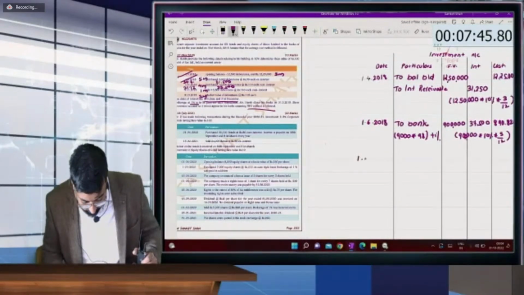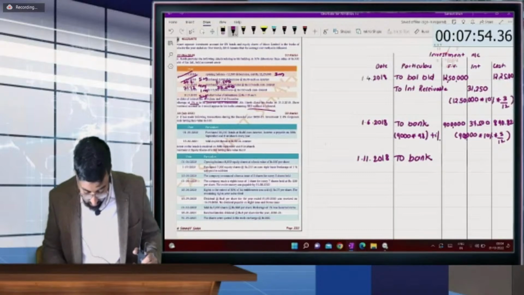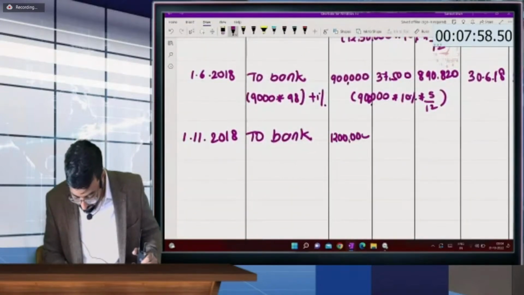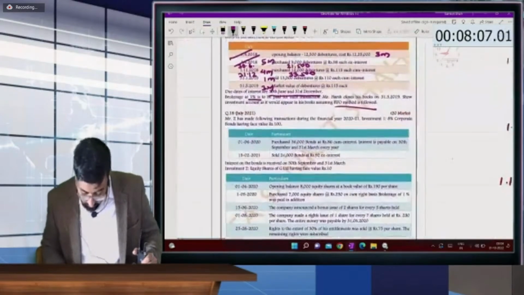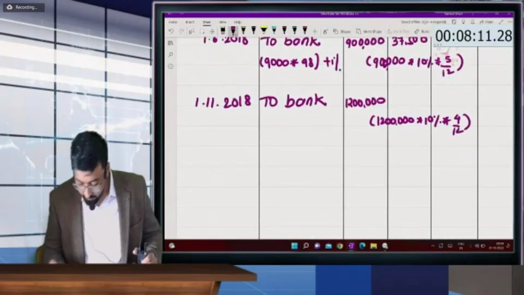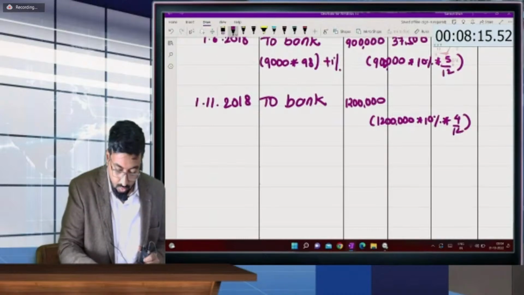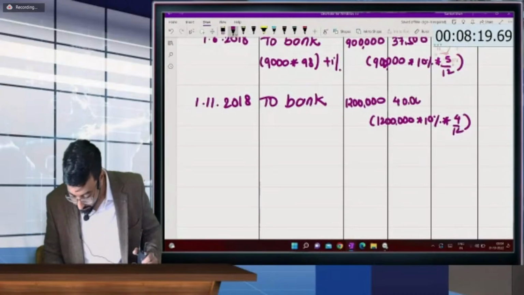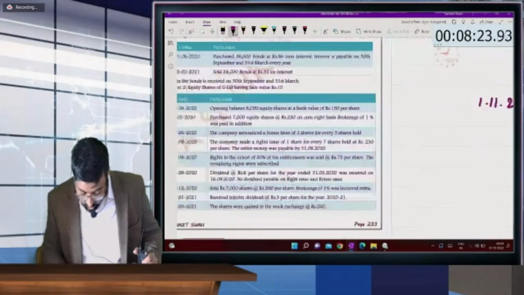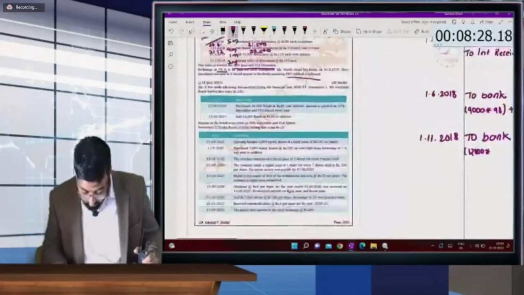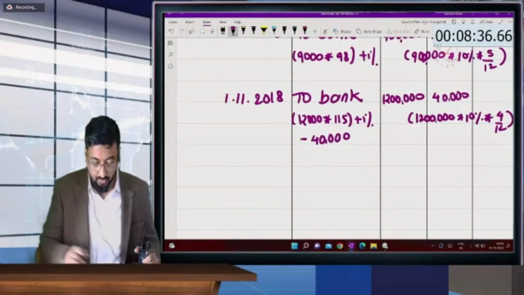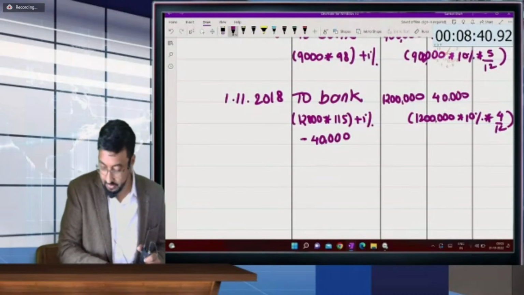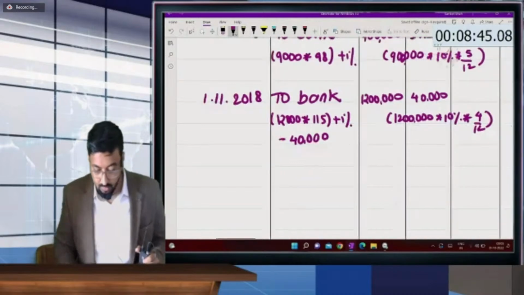First November 2018, to bank, 12 lakhs into 10% into 4 by 12 is 40,000. 12,000 into 115 plus 1% minus 40,000, because it's cum interest. So the result is 13,53,800.